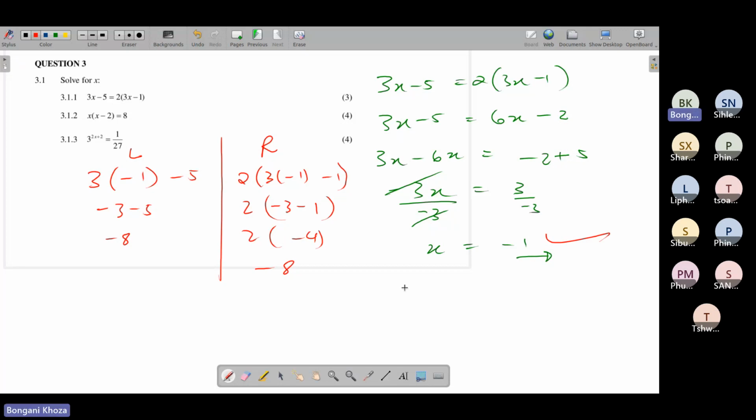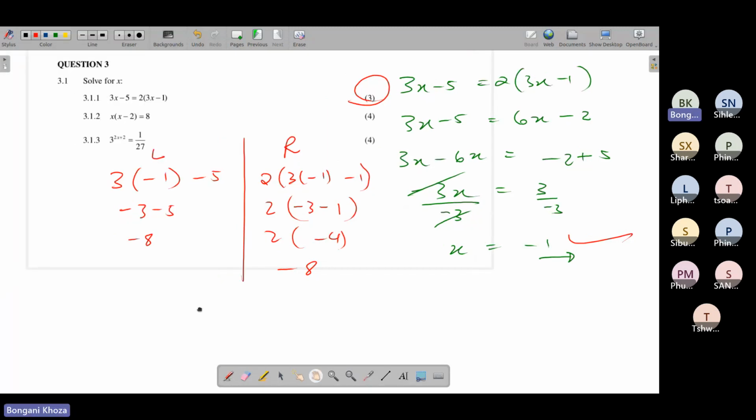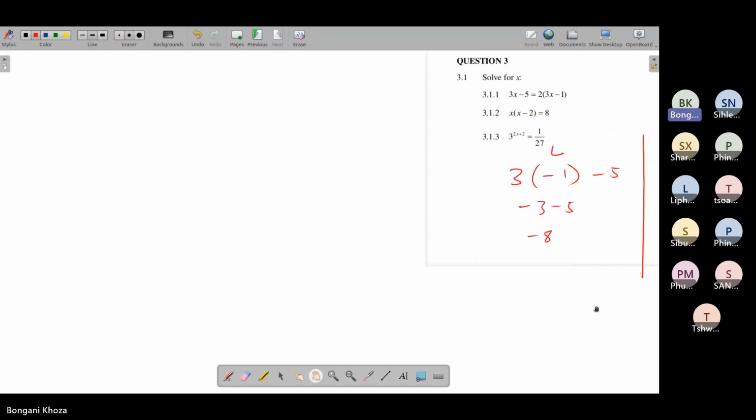Any questions on that one? So you do your calculation, you get your answer, you check on your calculator if the left is equal to the right, and then you scored yourself a nice 3 marks there. Next one.